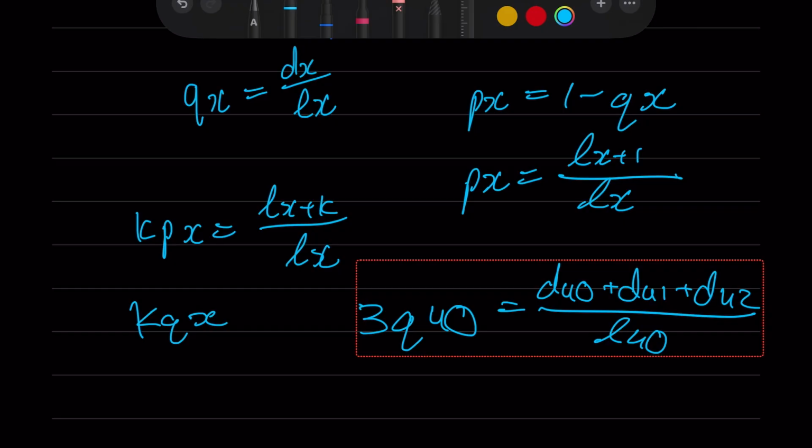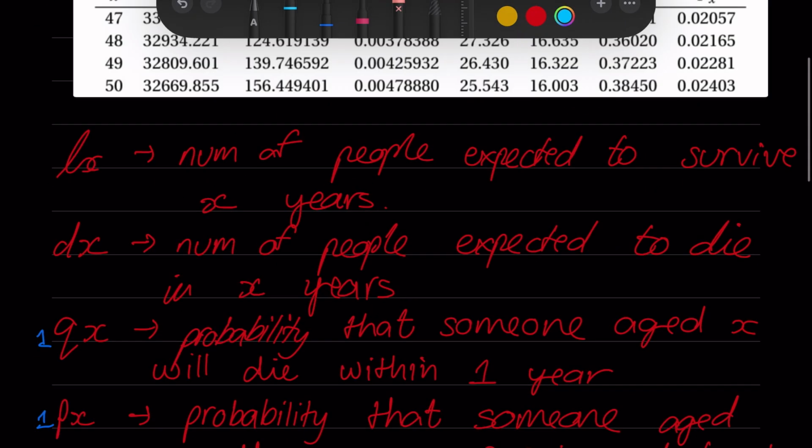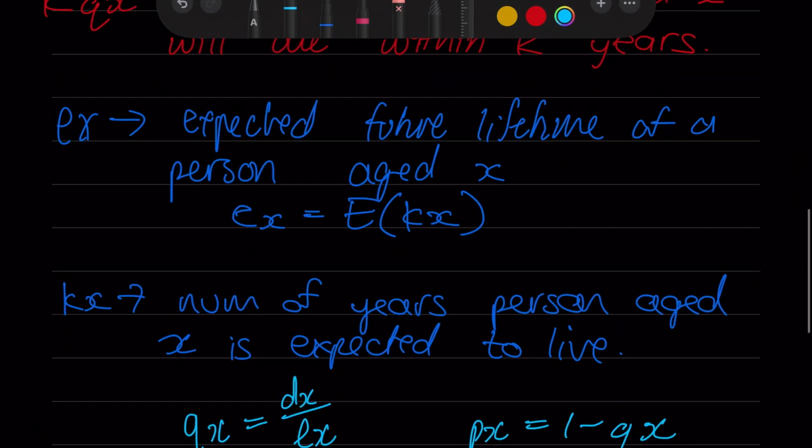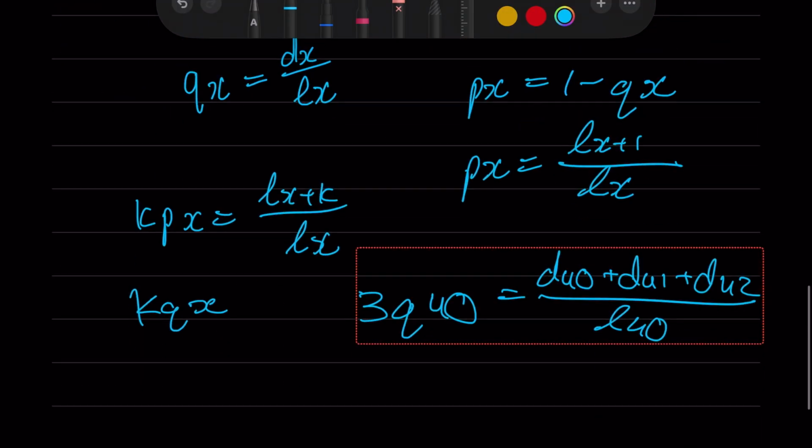And this was just a bit of an introduction to this notation that we consider with life contingencies, and we'll get into examples in next videos.